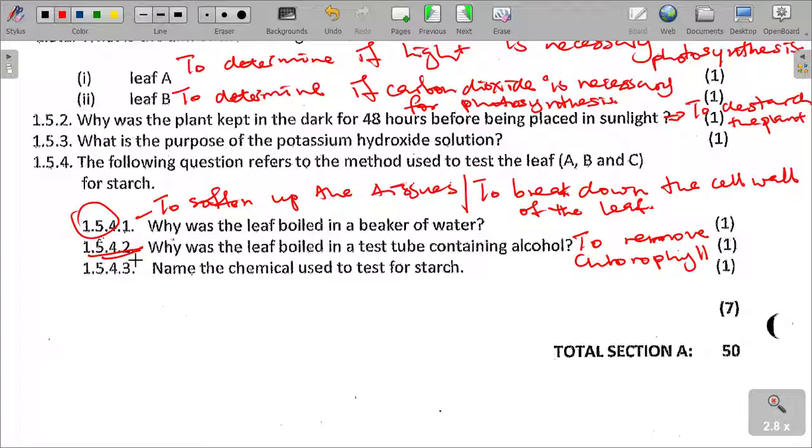Name the chemical used to test for starch. What is used? Starch is tested using iodine solution. It is iodine solution that is used in this case. It's iodine that is used in testing for starch.